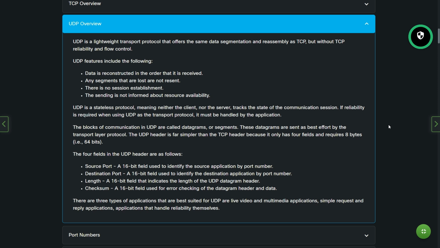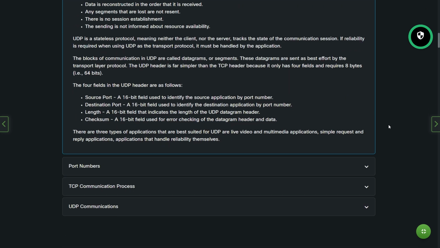The blocks of communication in UDP are called datagrams or segments. These datagrams are sent as best effort by the transport layer protocol. The UDP header is far simpler than the TCP header because it only has 4 fields and requires 8 bytes, for example 64 bits. The 4 fields in the UDP header are as follows: source port, destination port, length, and checksum. Checksum is a field used for error checking of the datagram header and data, and the length field indicates the length of the UDP datagram header.